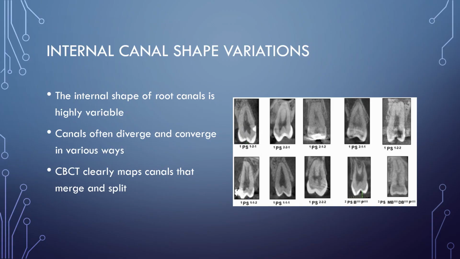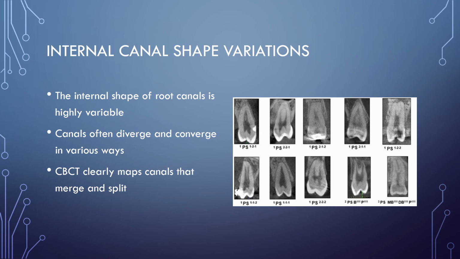Beyond simply counting the number of canals, your preoperative CBCT assessment must evaluate their internal shape or morphology, which can be highly variable and complex. Understanding this morphology preoperatively is crucial for effective and safe instrumentation. As you scroll vertically through the axial slices, pay close attention to how the canal walls behave. Canals frequently diverge and converge in various unpredictable ways.